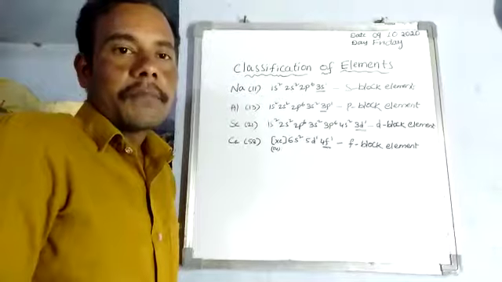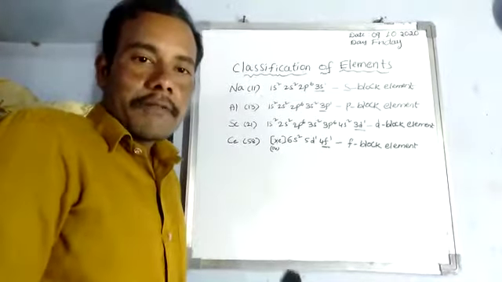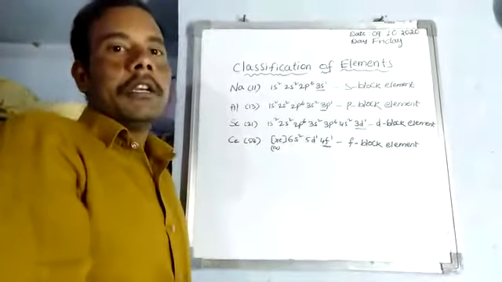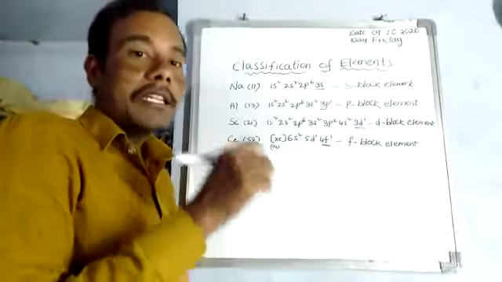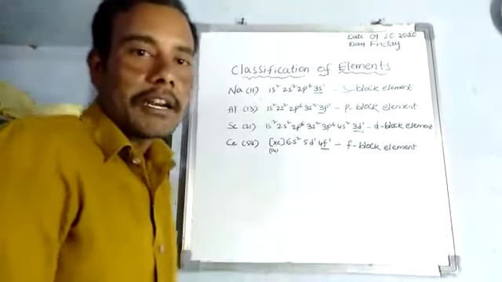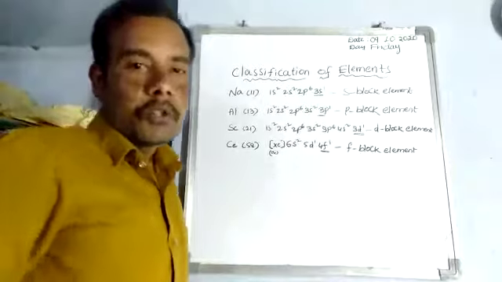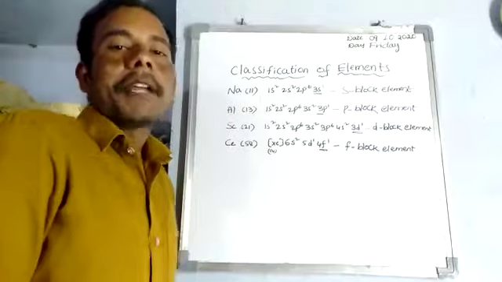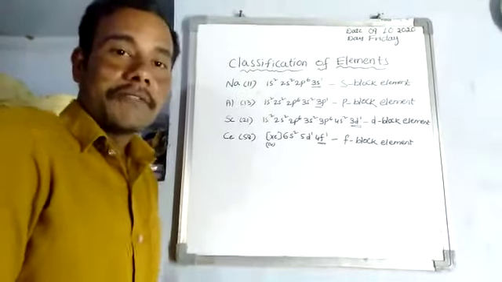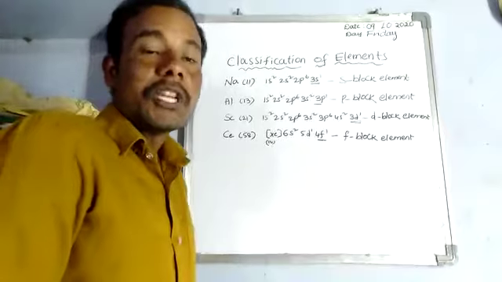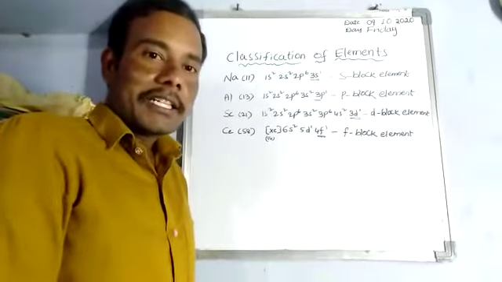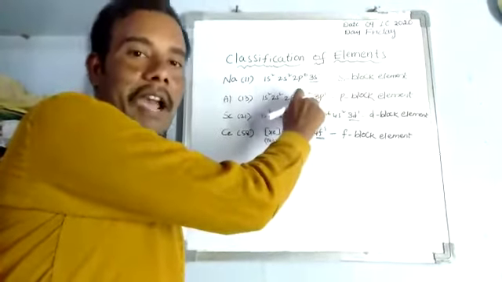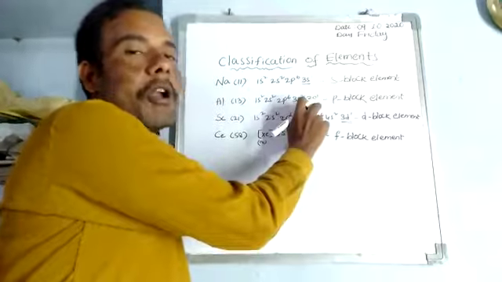First one is sodium. Sodium atomic number is 11. Electronic configuration is 1s2, 2s2, 2p6, 3s1. Here 3s1 is the outer valency shell. The last coming electron or differentiating electron enters into the s orbital, so it belongs to s block element. Now another example is aluminium. Atomic number is 13. Electronic configuration is 1s2, 2s2, 2p6, 3s2, 3p1. The differentiating electron enters into the 3p orbital of the valency shell. So this belongs to p block element.